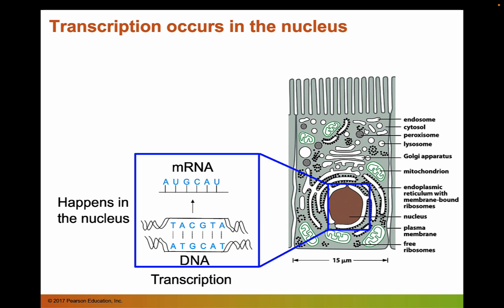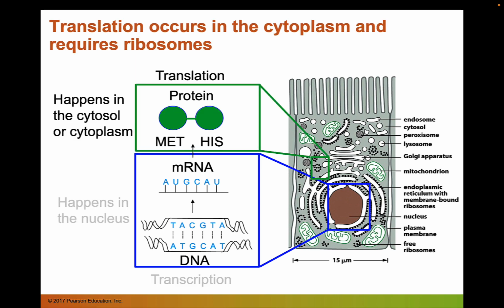So we've briefly talked about the central dogma. And the first step of the central dogma is when DNA, which is a double helix shown down here, gets converted into mRNA. And this process is called transcription, and it happens in the nucleus. The next step is that mRNA is converted into protein. And this can happen in the cytosol, but also in the cytoplasm. So it can happen in the ER. And this step is called translation.